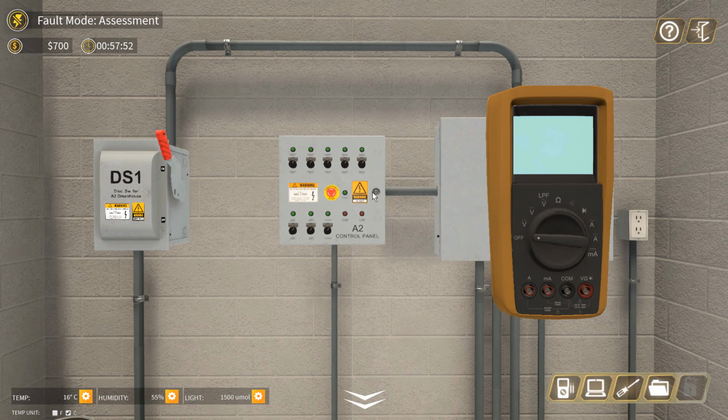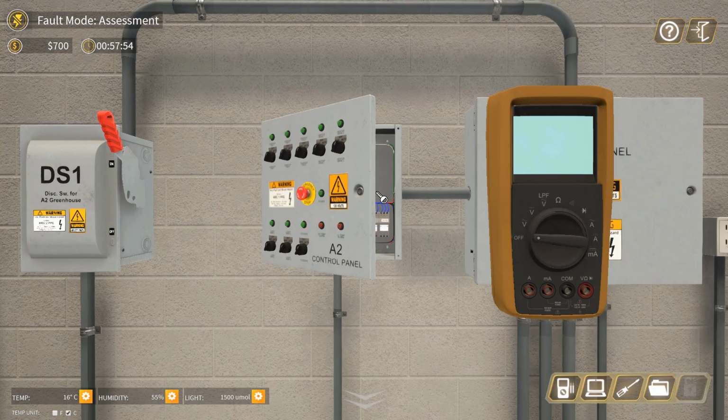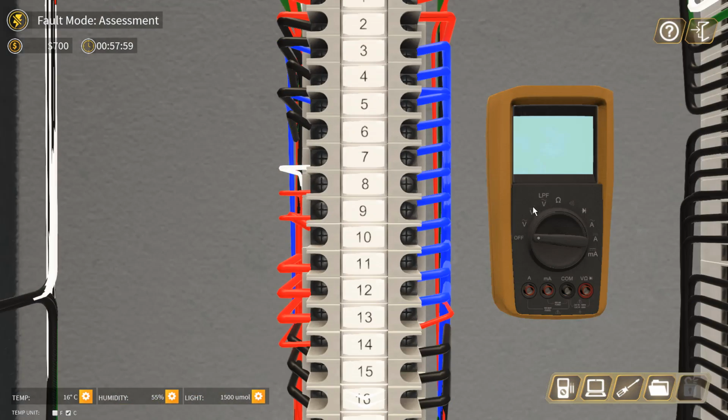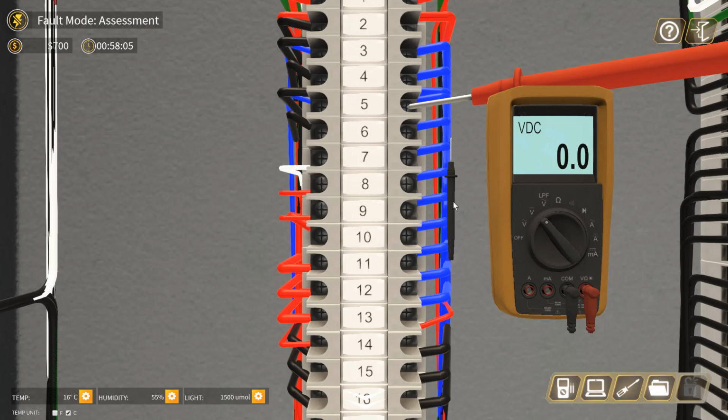Turn on the power supply and measure the DC voltage one more time. Terminal TB25, TB26. Now it gives you 3.2 volt, which corresponds to about 55%. So now we have successfully done the troubleshooting.